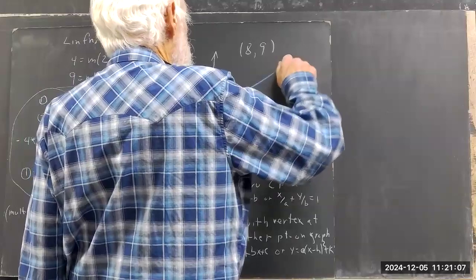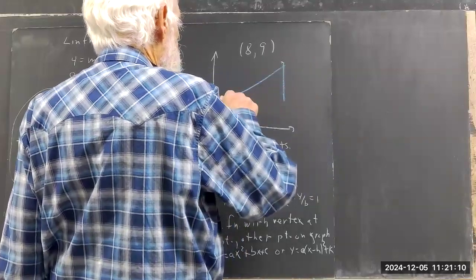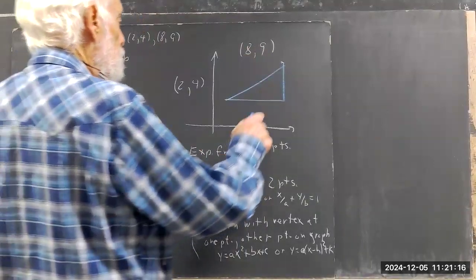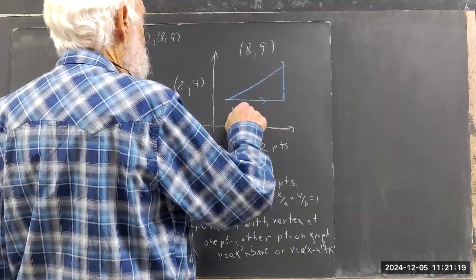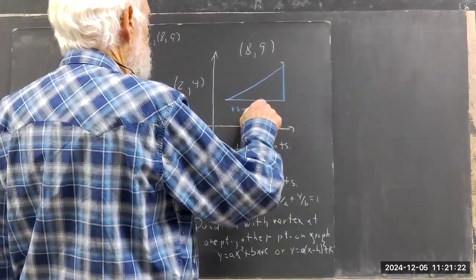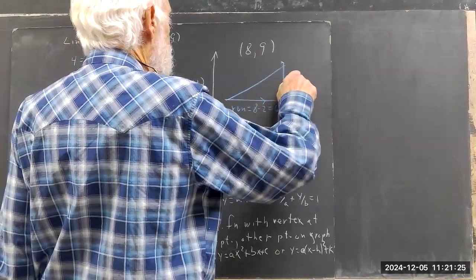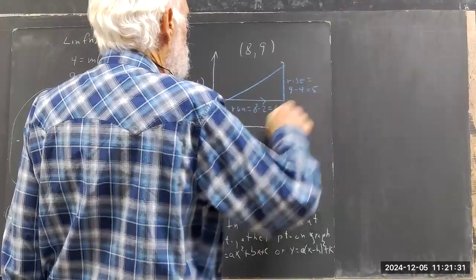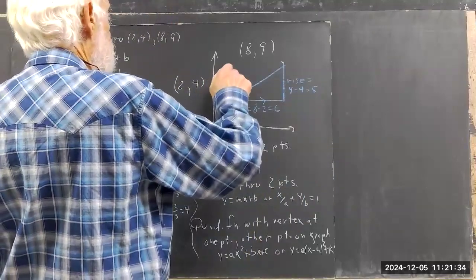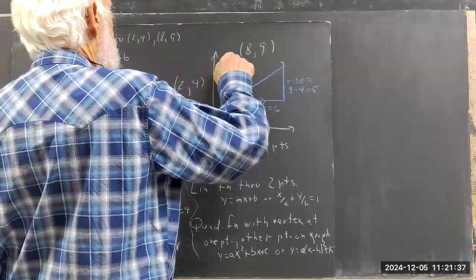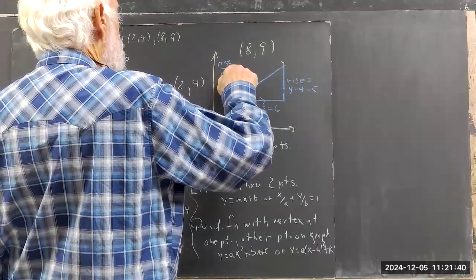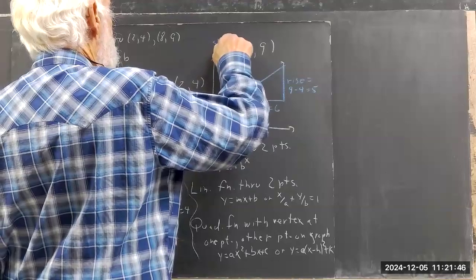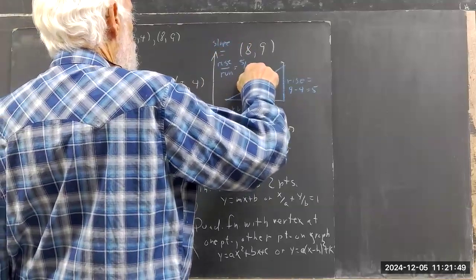So that's going to give you greater. Let's pretend that hypotenuse is straight and that it actually goes through this point. Okay. So what we get is the run equals 8 minus 2, which is 6. The rise equals 9 minus 4, which is 5. So the slope is rise over run, which is 5/6. So I put 5/6 here.